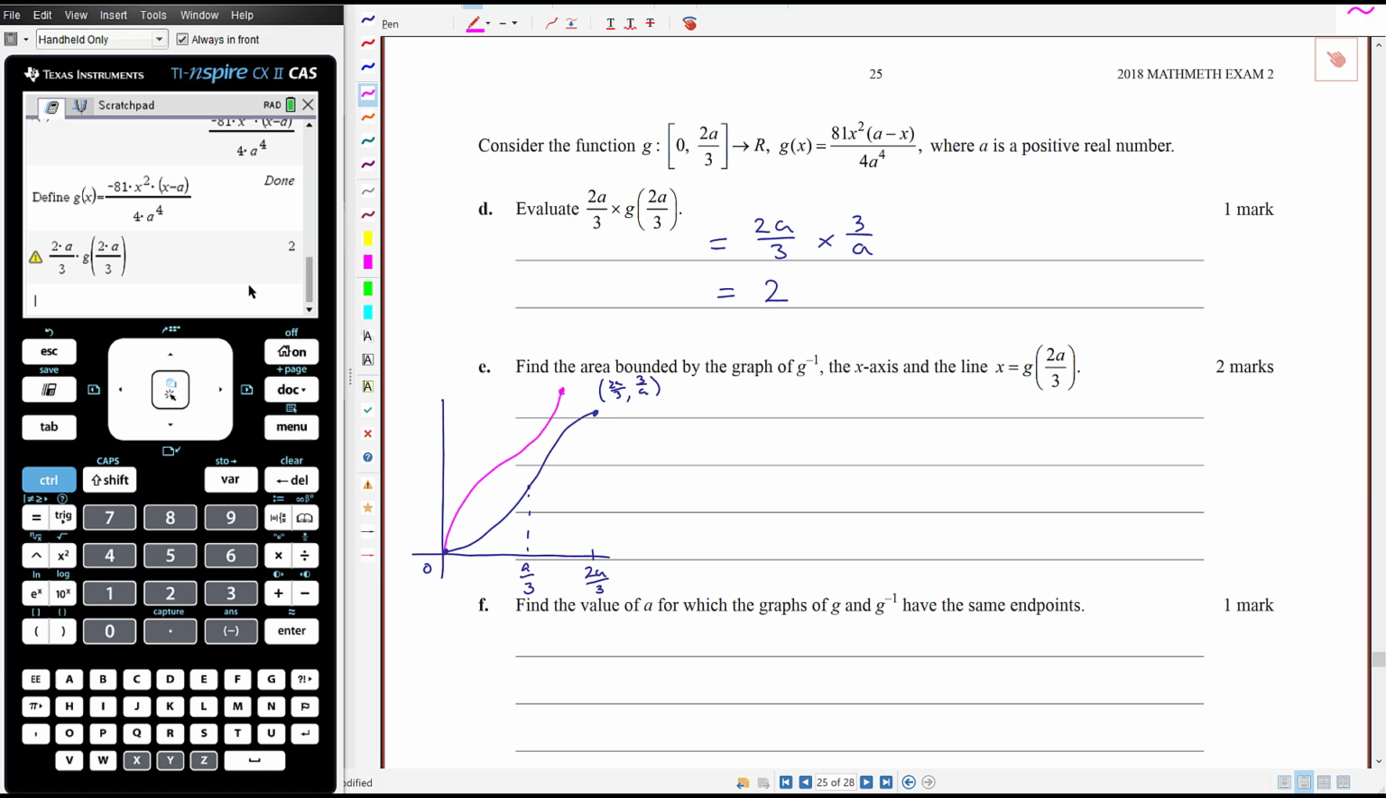Alright, so if that's the inverse, and thinking about this, that is g of 2a on 3, therefore this is the point g of 2a on 3, 2a on 3. So we're finding the area bounded by the graph of the inverse, the x-axis, and that line there. So we want to find that area there. But actually, we don't need to find the inverse function. We could, but that's going to be exactly the same as this area here.